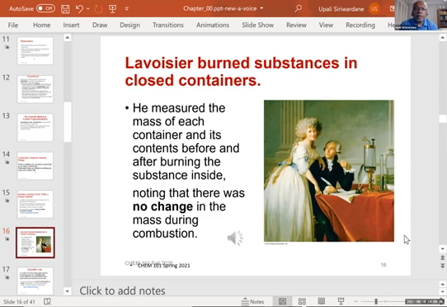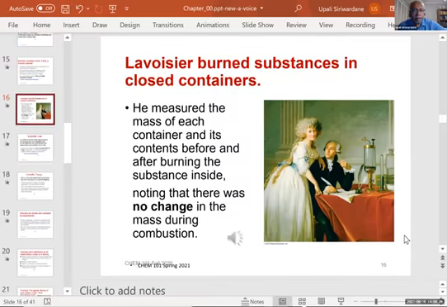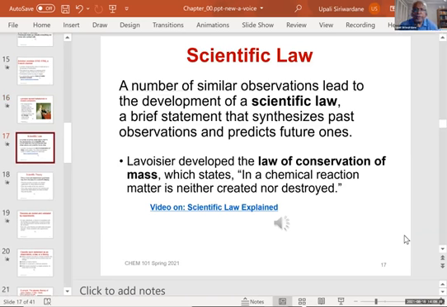Lavoisier measured the mass of each container and its content before and after the burning. There was no change in the mass during the combustion. So he came up with the scientific law dealing with observation. He came up with the idea that mass before the reaction is equal to mass after the reaction. It's called the law of conservation of mass in chemical reaction.